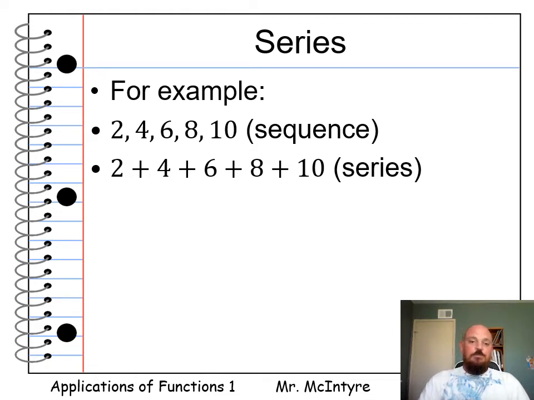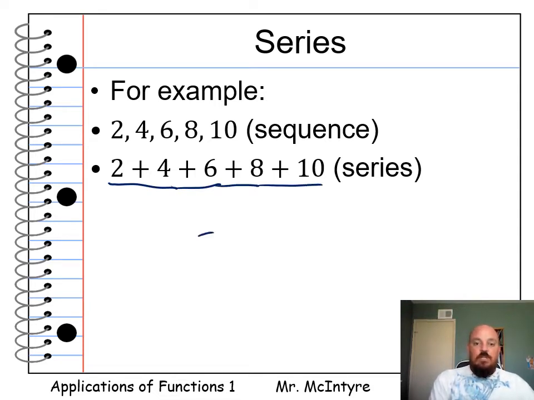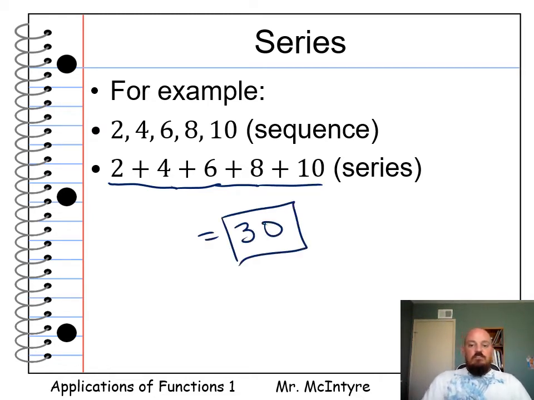So that's the difference between a sequence, which is numbers separated by commas, and a series, which is numbers separated by pluses. The other thing about a series is you can actually add it all up. So let's add this up. 2 plus 4 is 6, 6 plus 6 more is 12, 12 plus 8 is 20, and 20 plus 10 is 30. So if I said evaluate the series 2 plus 4 plus 6 plus 8 plus 10, you would just add them all up and the answer is 30. Nice easy question there.